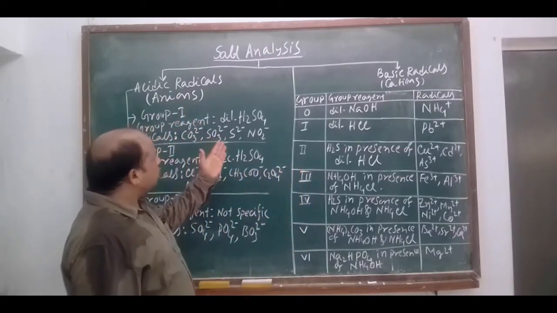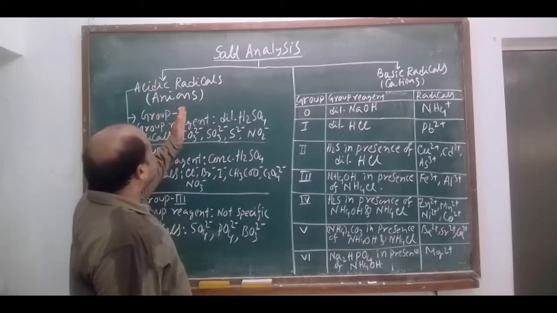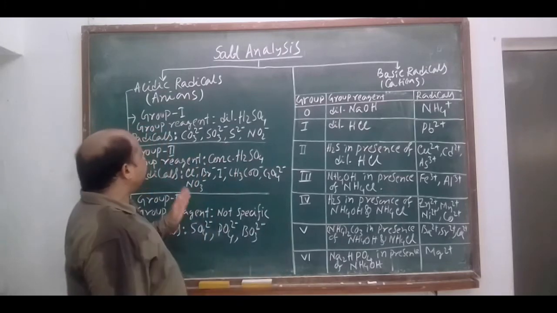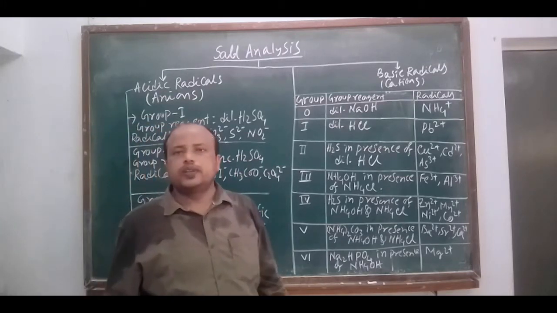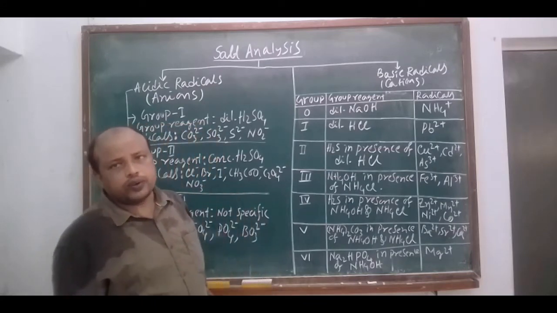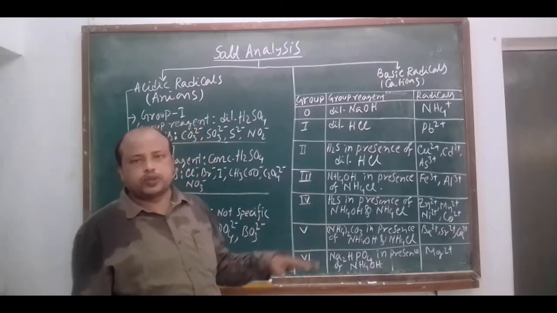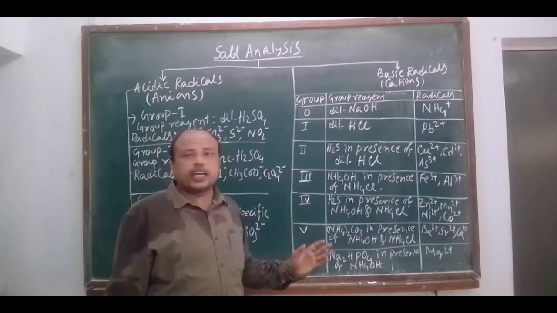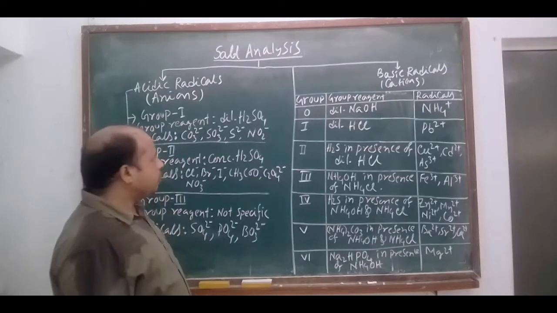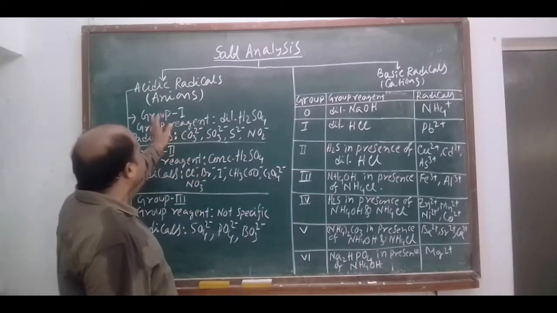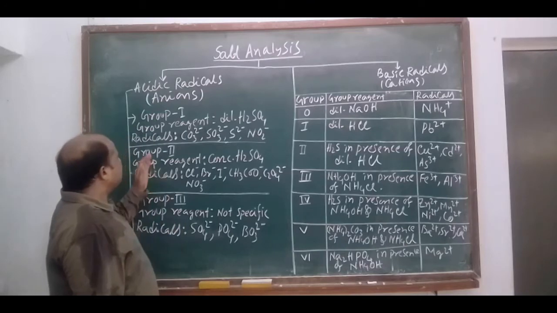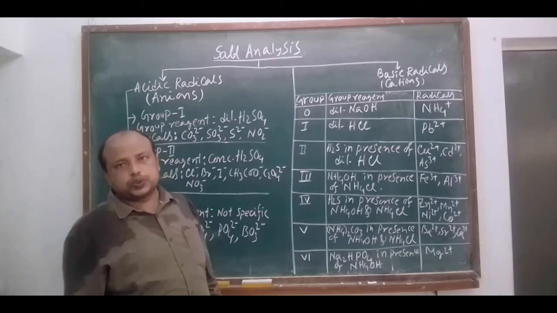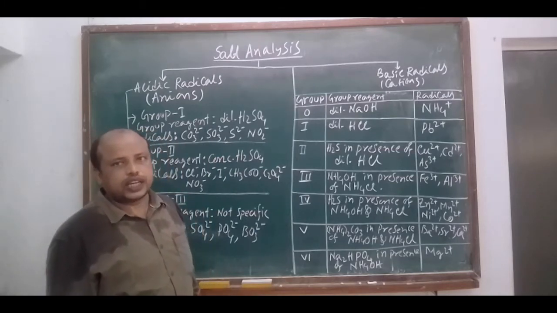So the anions and the cations present in the given salt sample are classified based on the group reagent. We see which group reagent is used and how the sample reacts with it, and thus we can infer what cation or anion is present in the given salt sample. If we discuss the anions, they are also called acidic radicals. Based on their reaction with H2SO4, they are classified into three types.